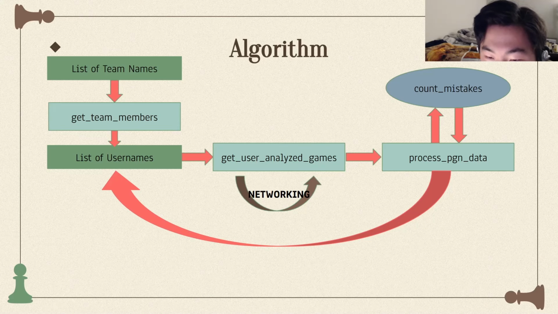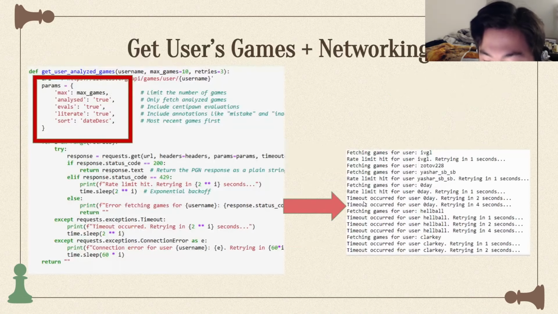This is the algorithm for my scraping code. I feed it a list of existing team names from Lichess. It gets the first 500 team members from a team and puts them in a list. Then, for each user in the list, it takes their 10 latest games. Those games are then processed into relevant data and put into a data frame. The processed data part is where I also count the mistakes. Then it keeps looping back and forth until it goes through all players in all teams.